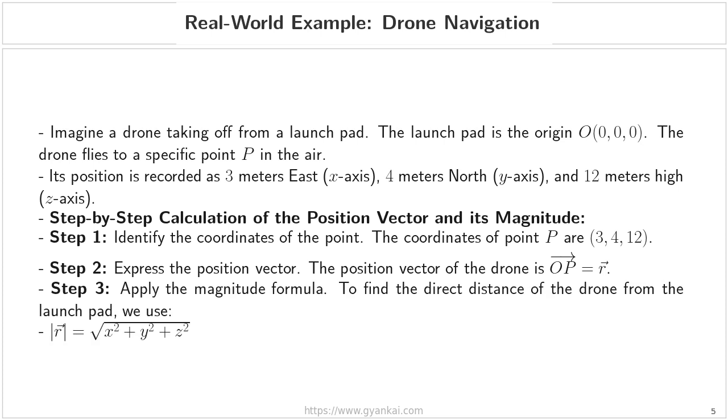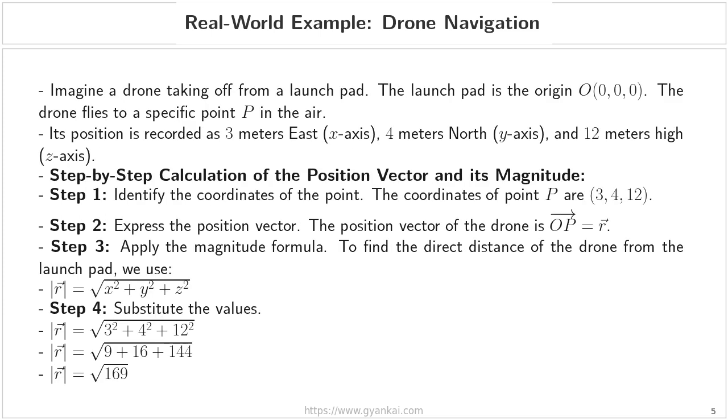Step 3. Now, we apply the magnitude formula to find the direct, straight-line distance from the launch pad to the drone. We use the formula where the magnitude of R equals the square root of x squared plus y squared plus z squared. Step 4. Let's substitute our specific values into that formula. We have the square root of 3 squared plus 4 squared plus 12 squared. When we calculate those squares, we get the square root of 9 plus 16 plus 144. Adding those together, we get the square root of 169.